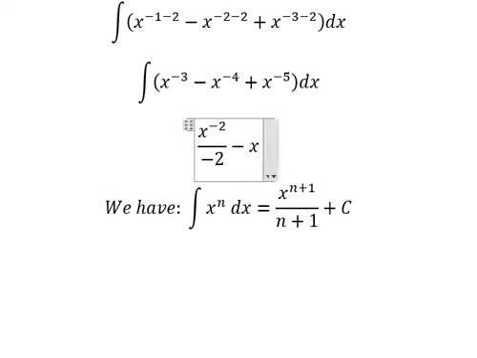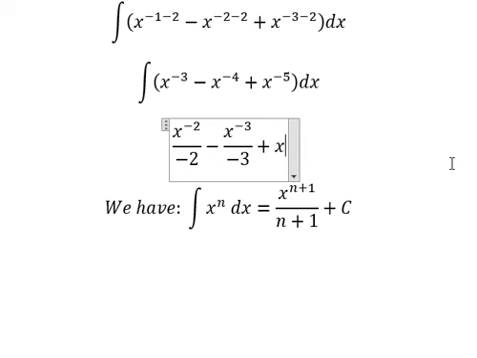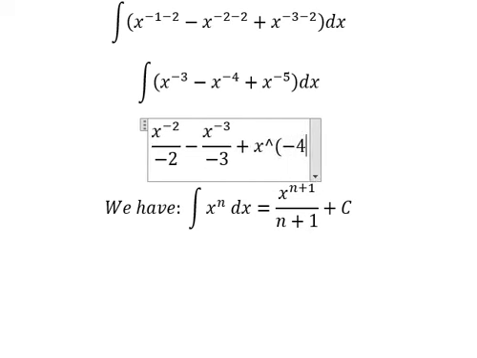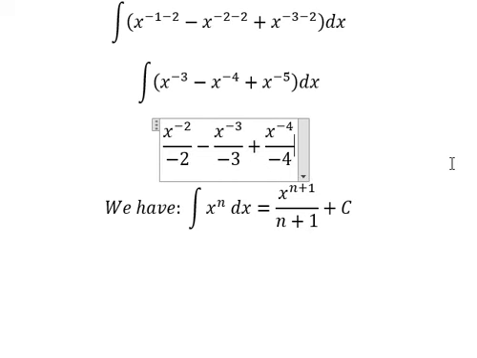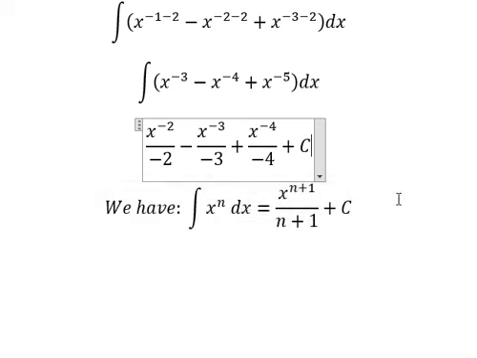The next one, that is about negative number 3. The next one, that is about negative number 4. And that is the final answer. This is the end.